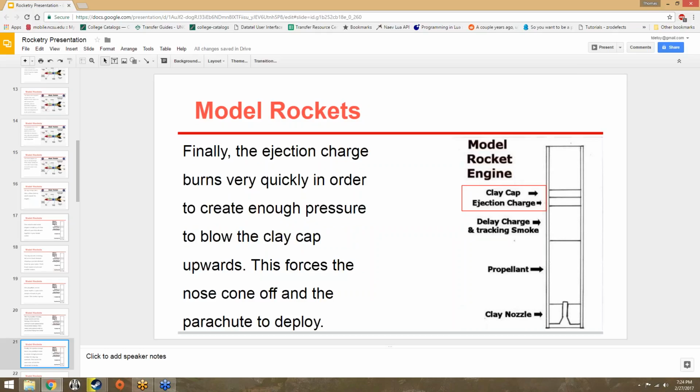Then finally, you've got the ejection charge, which burns very quickly, almost instantaneously, in order to create enough pressure to blow off the clay cap that is above it. The clay cap goes upwards, and essentially the same thing happens there that happens at the propellant. A bunch of the surrounding air is heated very quickly, which causes the air to want to expand, because that's what hot air wants to do: it wants to fill as large a volume as possible.